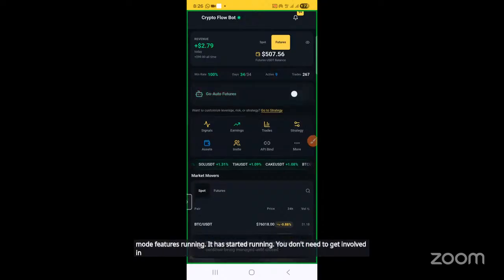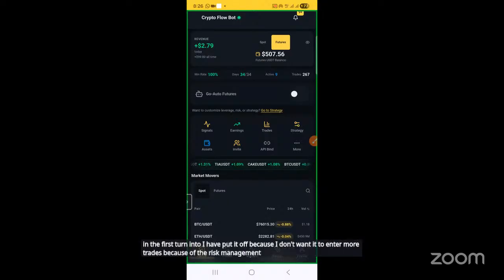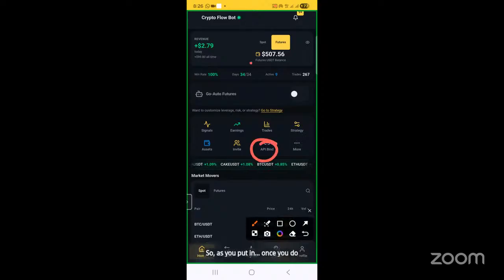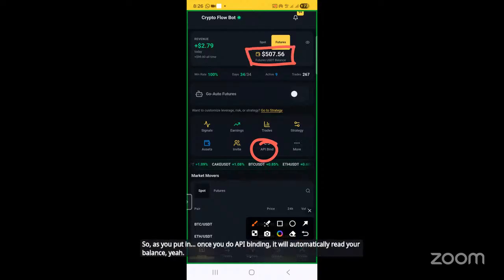First turn it off. I have put it off because I don't want it to enter more trades because of the risk management. I have big capital, and I'm going to show you what you can do if you have big capital. So once you do API binding, it will automatically read your balance here. Once it reads your balance, come and turn on this button.